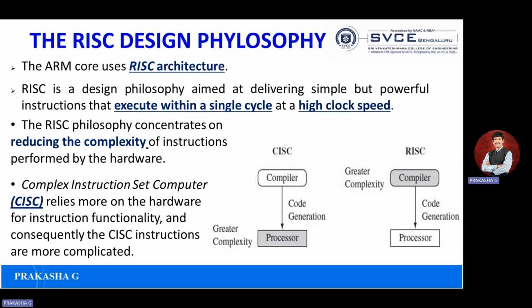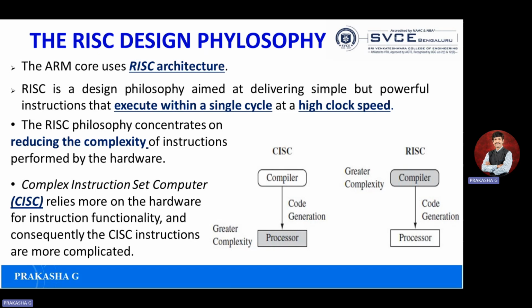architecture, the complexity is kept at the compiler stage. Hardware is not complex, hardware is simple. The processor is simple, but the compiler is complex. But in CISC, what happens? It's quite opposite. The complexity is kept in the hardware design, but the simplicity is kept in the compiler design. So there is a major difference.